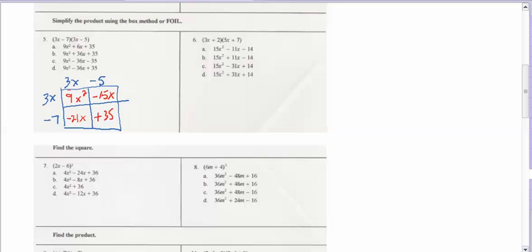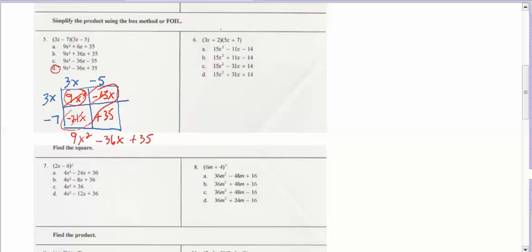Okay, so now I just have one of these. So I have 9x squared here. That's gone. I'm going to add these together because they're both negative. So I have negative 36x, and then I have a positive 35. And that's my answer. So 9x squared minus 36x plus 35. So number 5 is D.